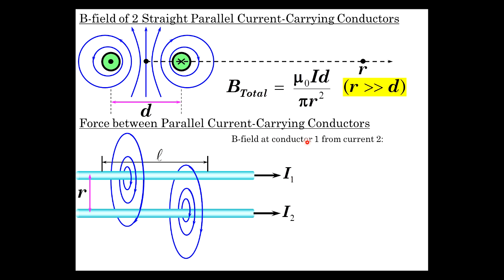So the B field at conductor 1, here's conductor 1, we're going to focus on it first, from the current in 2. The current in number 2 produces this B field. Notice out at conductor 2, it's coming out of the screen. So there it is, out of the screen. The magnetic field from current carrying conductor number 2 at number 1. So there's a magnetic field at that location, and it's mu 0 I2 over 2 pi r.